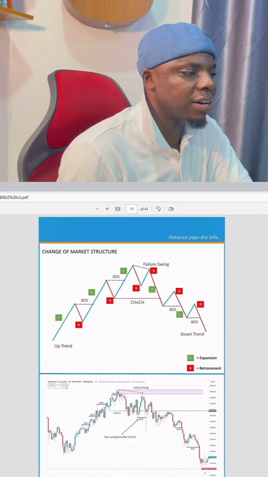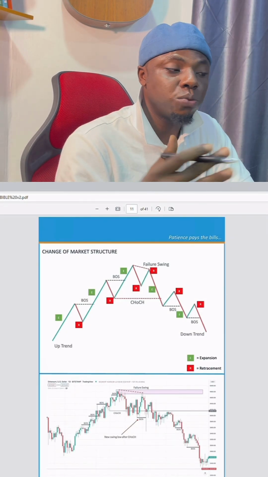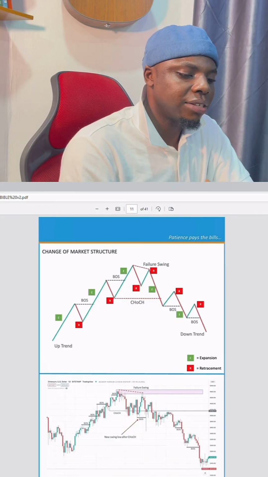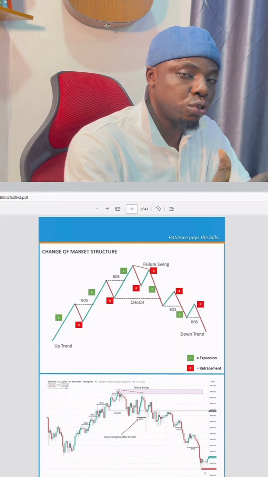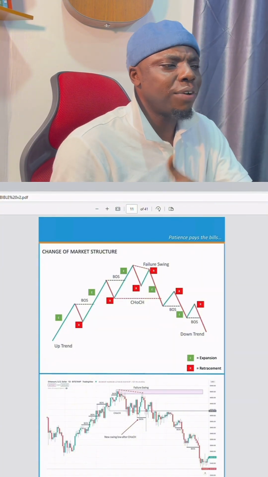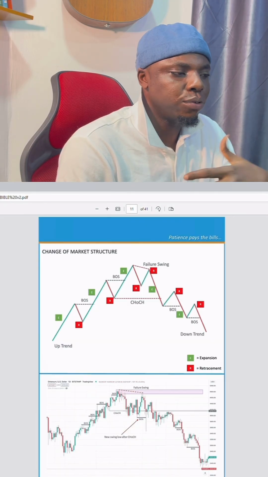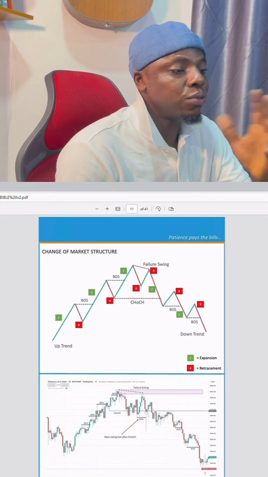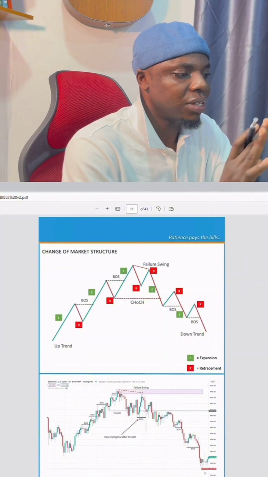On this episode, we are talking about change of market structure. As we all understand, when the market is moving in a particular direction, the market continues to break structures in that direction. And once the market changes, how do you identify that the market has really changed direction? What are the things you see in the chart for you to say, okay, this buy market has turned to a sell market, or this sell market has turned to a buy market? And that is what we really want to discuss here.